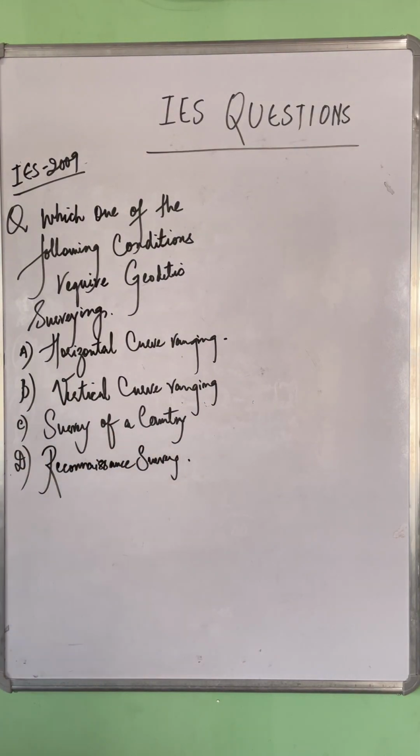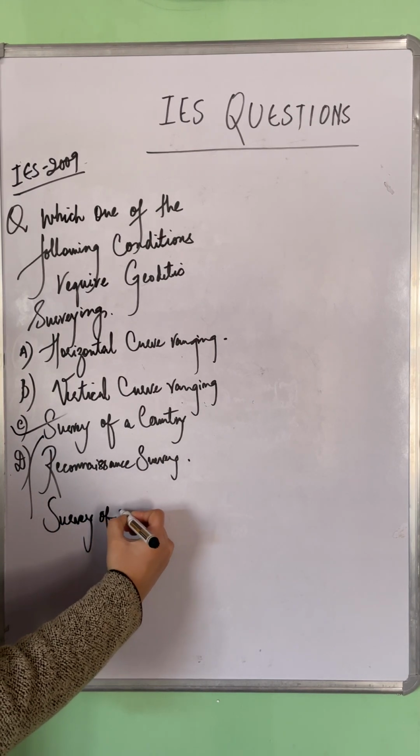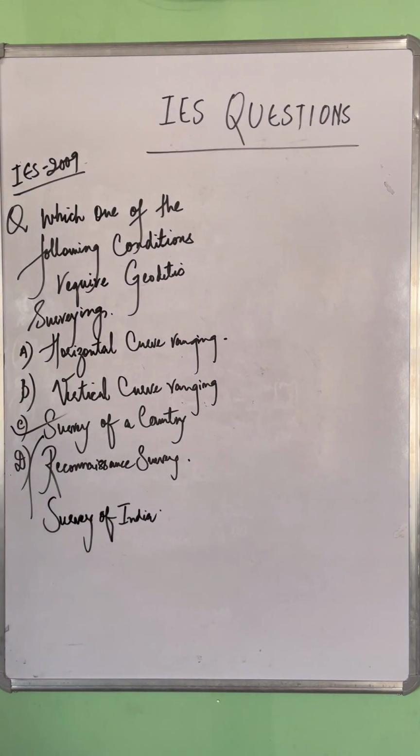So the question as asked in IES 2009 was, which one of the following conditions requires geodetic surveying? Horizontal curve ranging, vertical curve ranging, survey of a country, or reconnaissance survey? The answer is survey of a country. Why? Because survey of a country is done by Survey of India, which performs geodetic surveying. And as already told, in geodetic surveying, we take curvature of Earth's surface into consideration, and a very high degree of precision is maintained. So this was the question as asked in IES 2009.